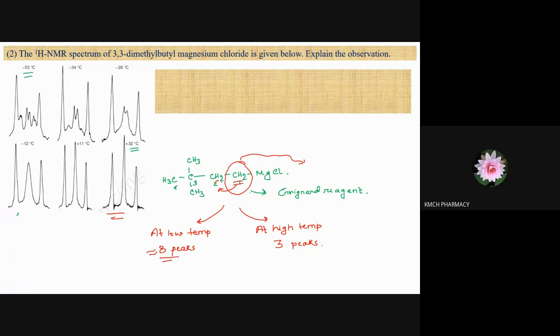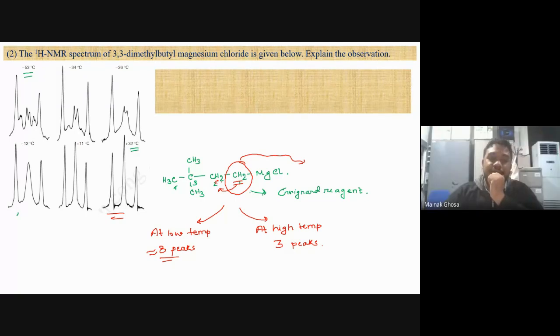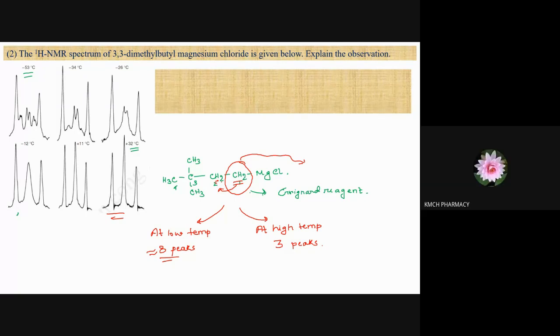Before giving the answer, I just wanted to confirm, how do you account for 8 peaks here? Can you explain the peaks if it is given at the low temperature of minus 53? Okay, since I know the answer. No, please don't reveal the answer now.